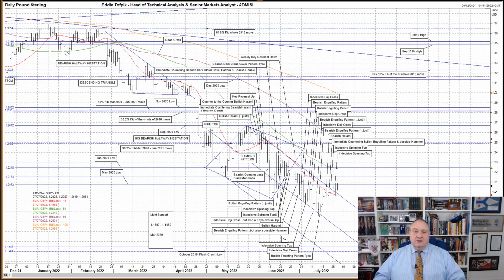Cable, aka sterling against the US dollar. An indecisive spinning top yesterday, though some could see it as a bullish harami, though I wouldn't be in that group just yet. The most notable feature yesterday was the close, the second, if lower, consecutive close above and outside the upper tine, currently at 119.83, of the late April to late May bearish shift pitchfork.